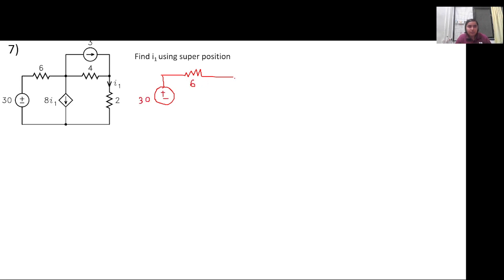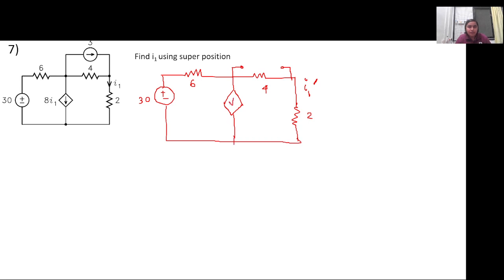So this is the 6 ohm. What will be the current dependent current source? Let's say this is 4. So for I1 we will write I1 dash. So this is 2 ohm, this is 4 ohm. This current source will be open circuited. What will be the current flowing through this current dependent current source? 8 I1 dash. Right. So we have to now figure out I1 dash.